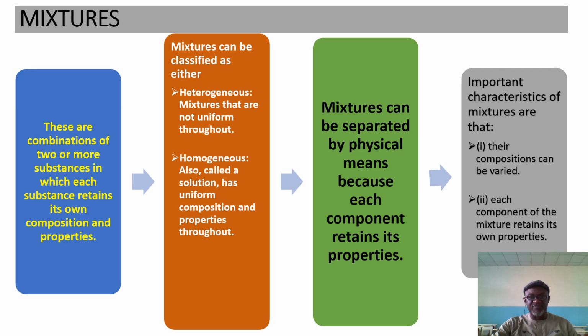Now, mixtures can be classified as either heterogeneous, and that is mixtures that are not uniform throughout, or homogeneous. Homogeneous mixtures are also called solutions, and they have uniform composition and properties throughout. If you make a cup of tea, just your water and your milk, as long as it's not saturated, you turn it after using your spoon, you have produced a homogeneous mixture of your milk and water, which means if you drink from any side of that tea, you will have the same taste.